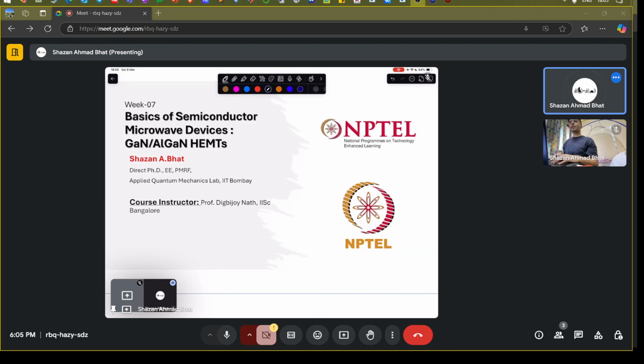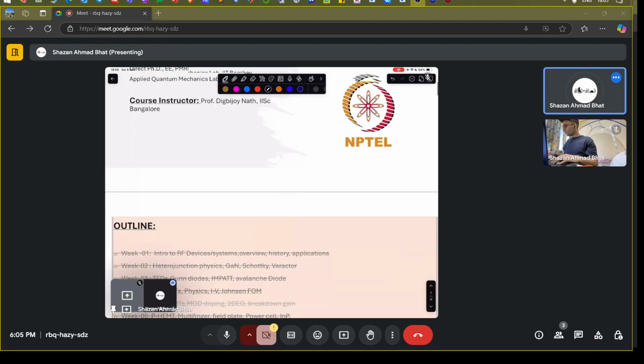So what we are going to cover today is GaN, AlGaN HEMTs, high electron mobility transistors, and how they are going to manifest in microwave devices, particularly for high frequency, high power applications where conventional devices may fail to perform.